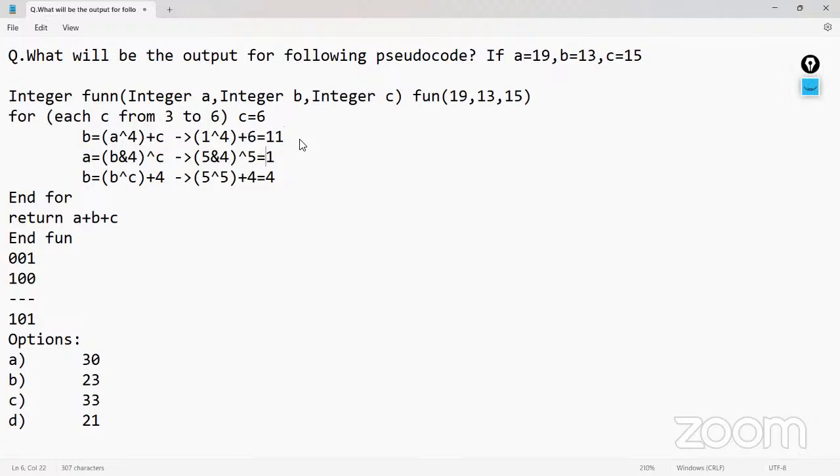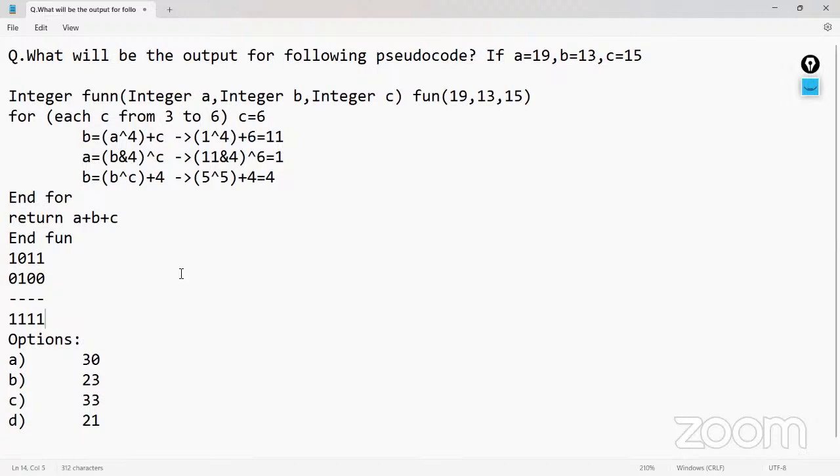And then again the value is going to change. B means what? 11 AND 4 XOR 6. Okay, let us calculate 11 AND 4. 11 means 8 plus 2 plus 1, that is 8 plus 3 is 11. So 8 plus 2 plus 1, and 4 means 0100. Now let us calculate the XOR. So this is 1, this is 1, this is 1, this is 1. So the answer right here is 8 plus 4 plus 2 plus 1, that is 15.